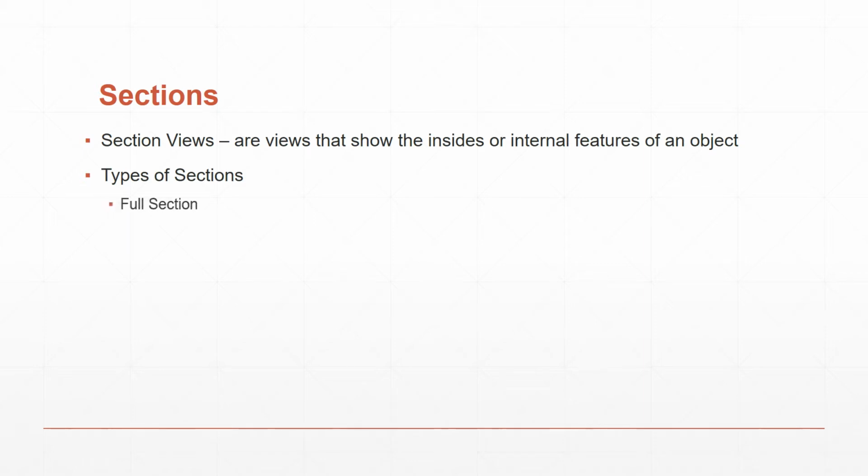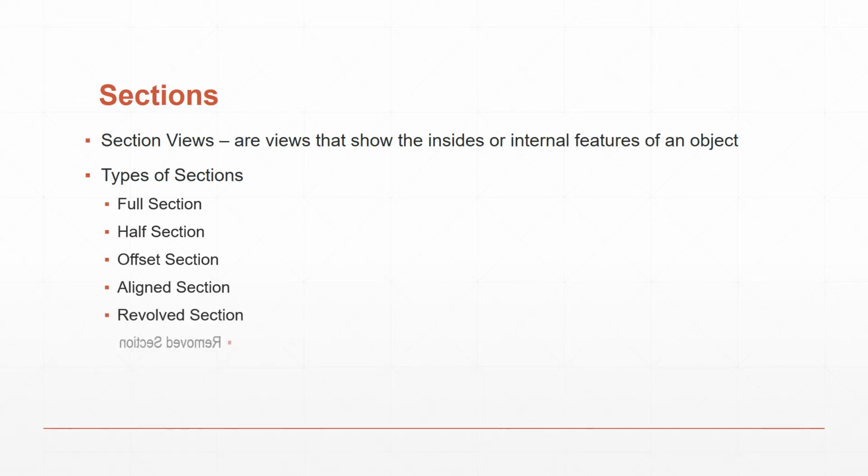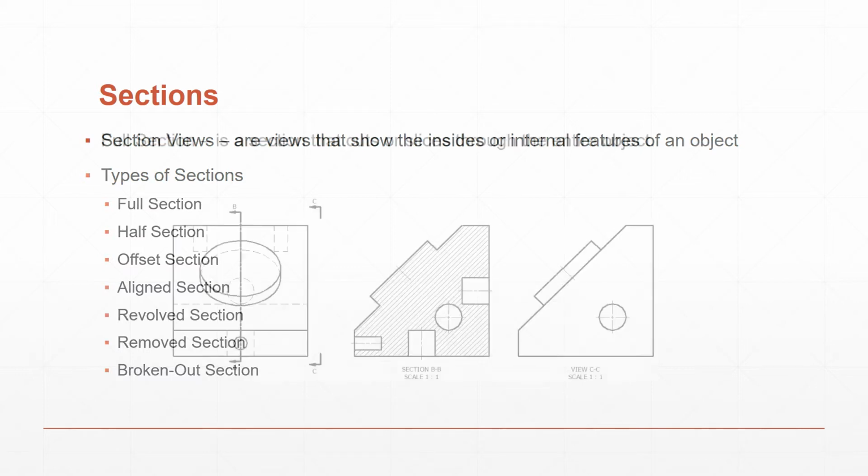There's going to be all types that we're going to talk about. We're going to talk about the full, half, offset, aligned, the revolved, removed, and broken out. So we're going to take a look at each one of these sections and see exactly how you're going to use them to kind of benefit you.